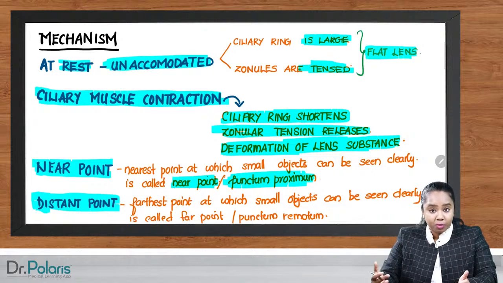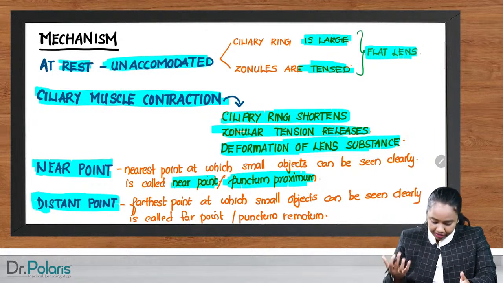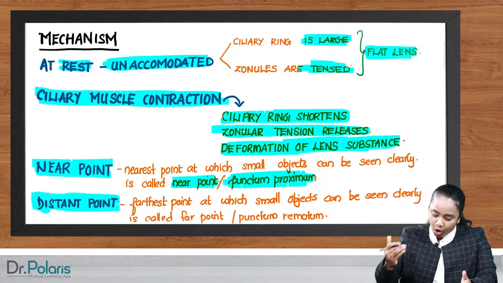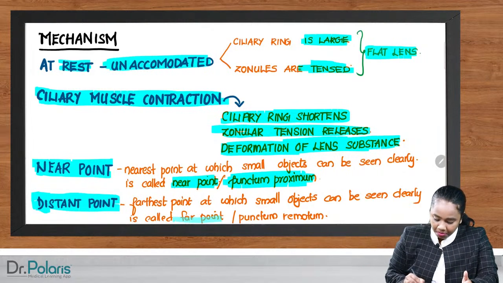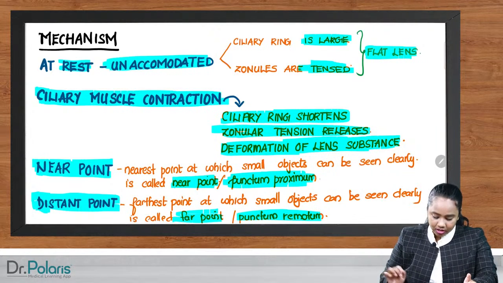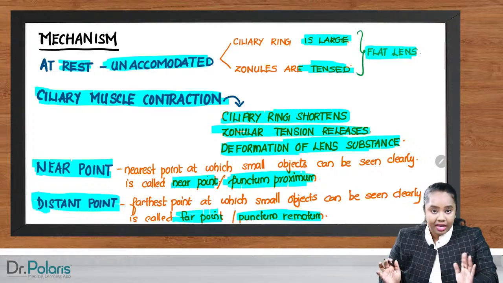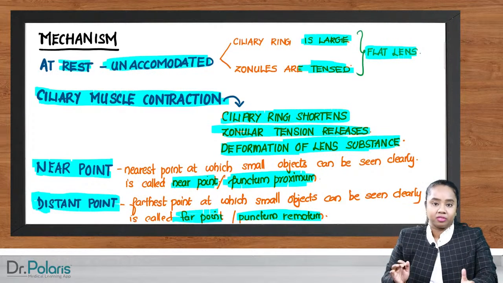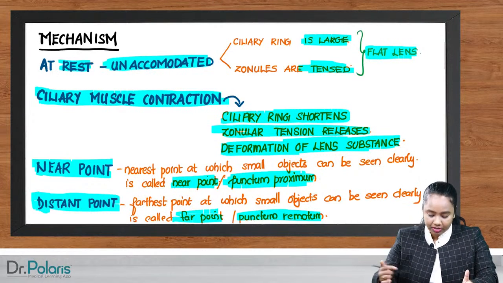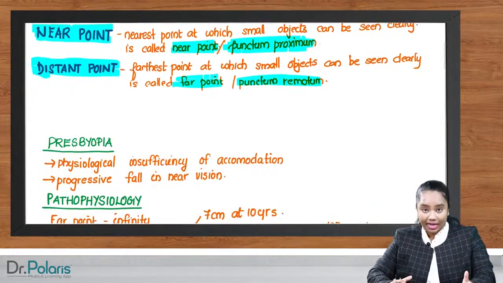Now what will be the farthest point or the distant point? So the farthest point at which any small object can be seen clearly in front of you, that is called by the name far point or punctum remotum. So normally the distant point or the farthest point is always infinity, but near point is different. It depends upon the age of the person. So now let us see how that is differing.